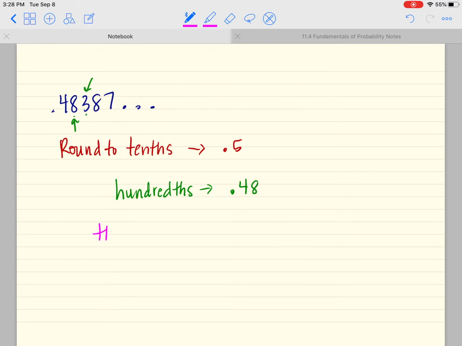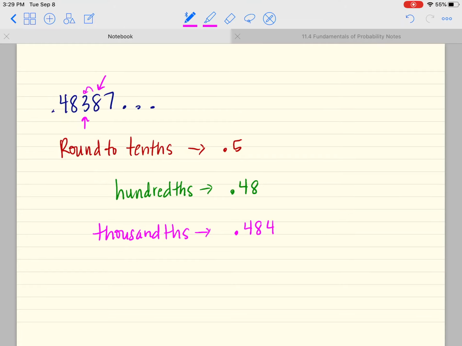If I said round to the thousandths, okay, the thousandths place is here, which means I'd have to look at the next number. Okay, now the next number is an 8. Since it's bigger than 5, that tells me to round this guy up. So we would make this 0.48, and then the 3 would go up to a 4.